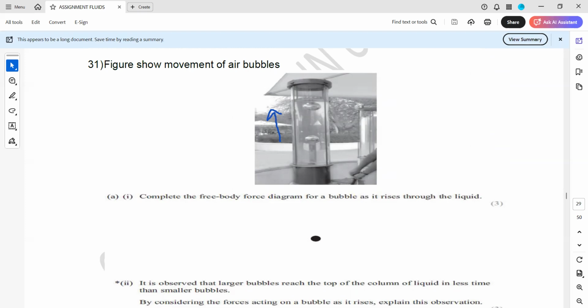First, there will be a weight which is acting downward. Then what about the viscous drag or the drag force? What about the direction of the drag force? The drag force always opposes the motion. So if the weight is acting downward, what about the drag force? The drag force will also act downward, and upthrust will act upward. Is it clear?